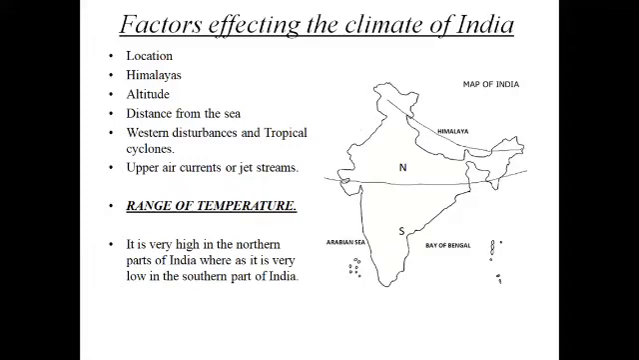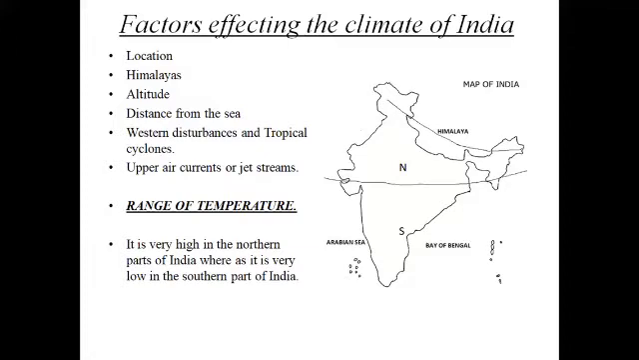Now come to the southern part. The southern part of India is surrounded by ocean on three sides. In the west we have the Arabian Sea, in the east the Bay of Bengal, and in the south the Indian Ocean. As the southern side is influenced by the ocean, there is an oceanic influence. So this part of India will experience oceanic type of climate, or you can say marine type of climate.